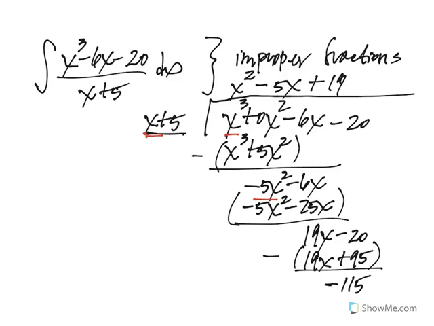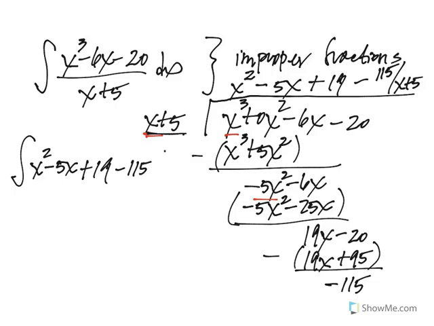And if you recall the way you write a remainder, it is going to be plus or minus the remainder over the divisor. All right, so really what I'm integrating is this answer here. This is x squared minus 5x plus 19 minus 115, the integral of 1 over x plus 5 dx. All right, now I'll show you why I split these up in just a second. You can split all 4 of them up if you like.